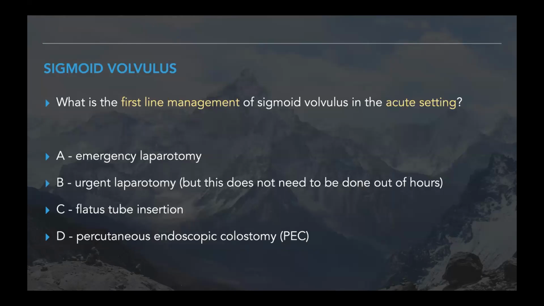So can you run a poll, please, from A to D? What's the first line management of sigmoid volvulus in the acute setting? Just fire at will. Okay. Can we see the answers?